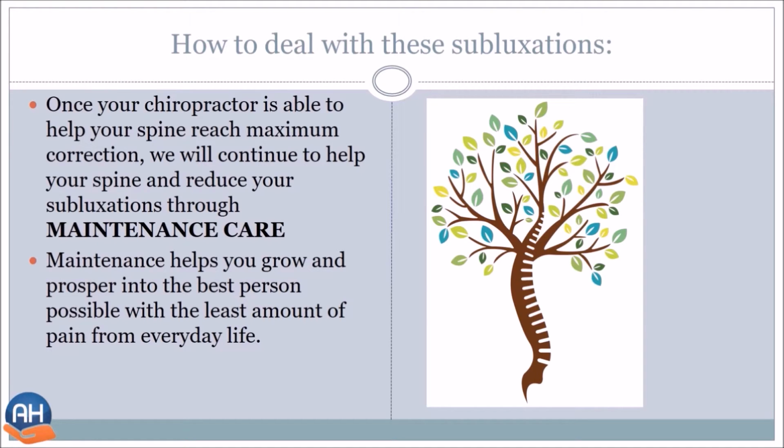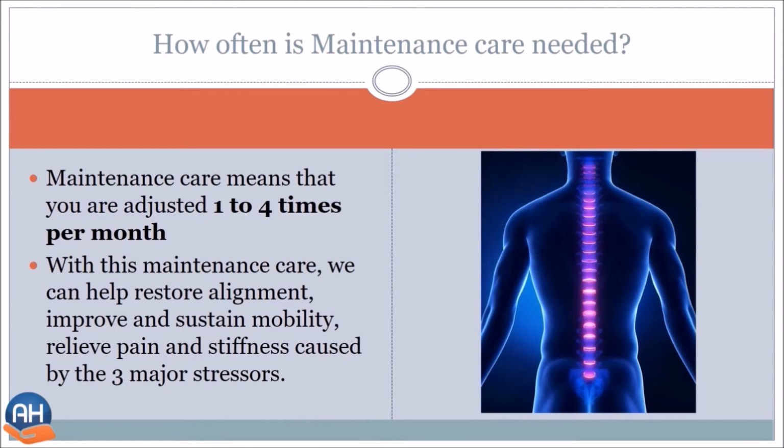Now, we wish that would be all it was, that we could send you on your way and you'd never have another subluxation again, but because of all those common stressors that you're experiencing, that's not the case. We're going to have to continue to see you between 1 to 4 times per month. This is what's called maintenance care.